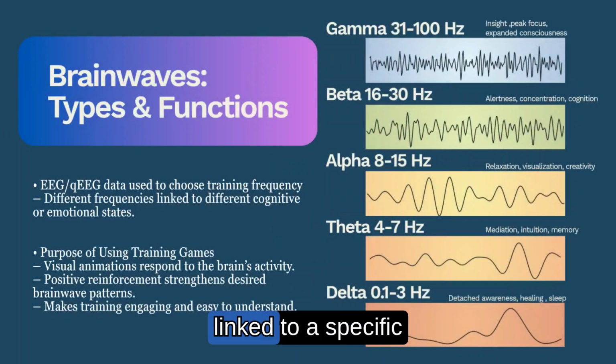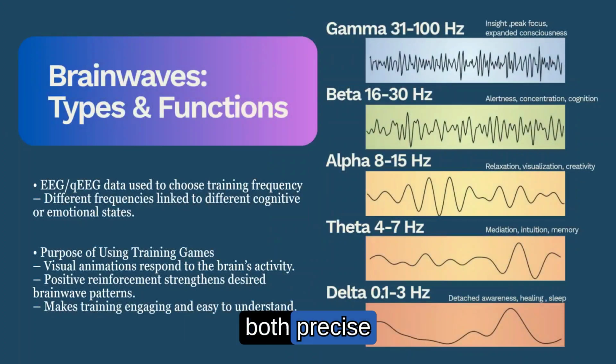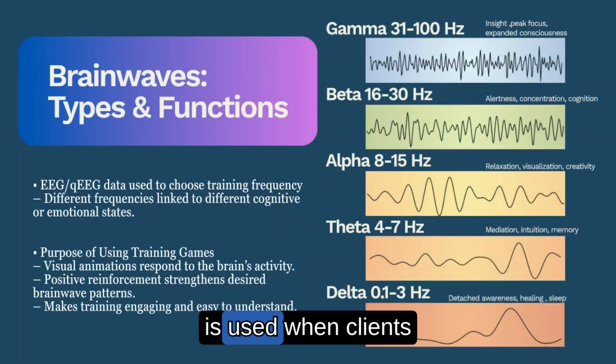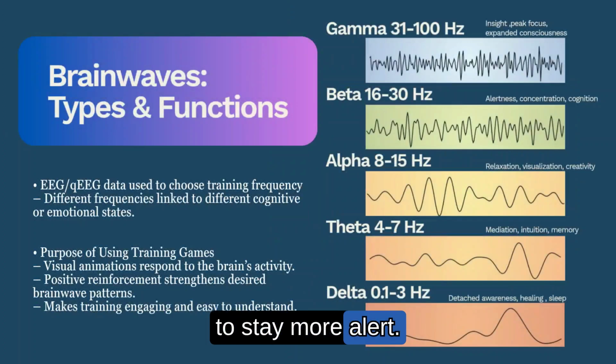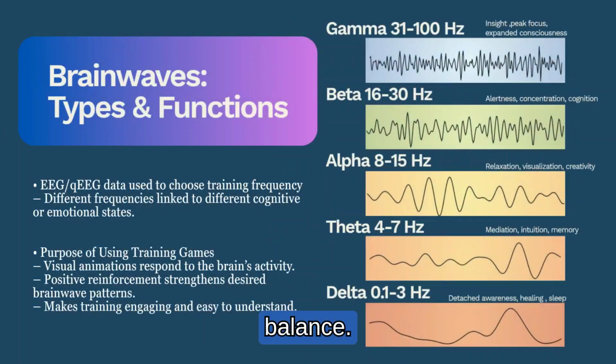Each brainwave frequency is linked to a specific mental function, making neurofeedback both precise and personalized. For instance, theta reduction is used when clients struggle with excessive daydreaming or attention difficulties. By reducing theta, the brain learns to stay more alert. Alpha enhancement supports relaxation and emotional balance. This is particularly useful for individuals experiencing stress or anxiety.